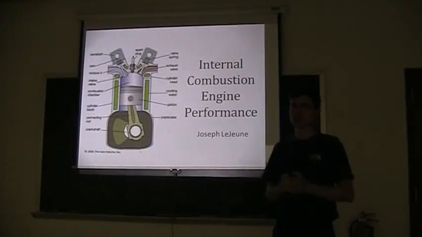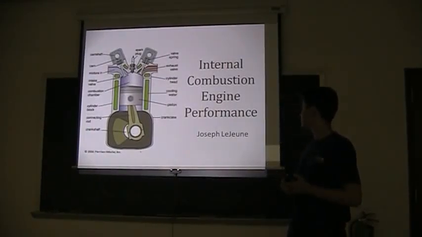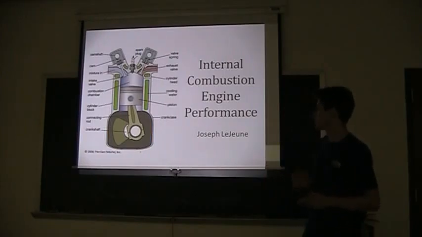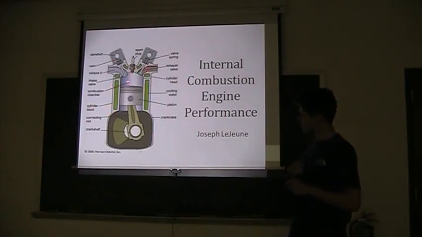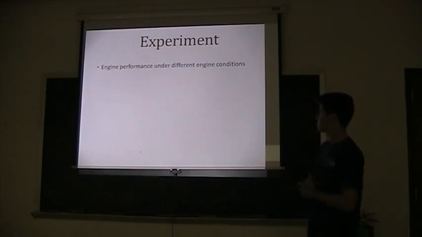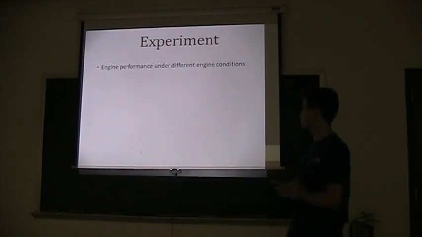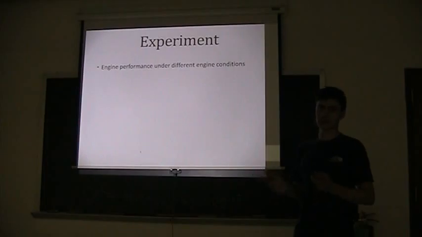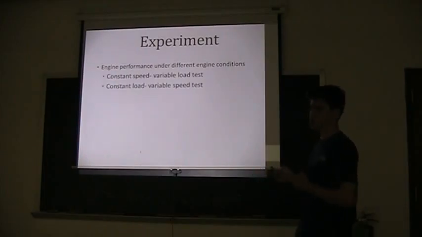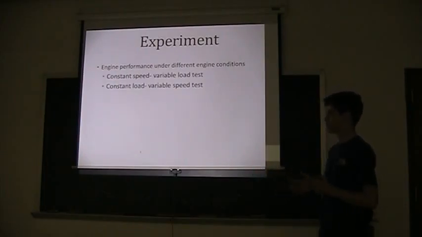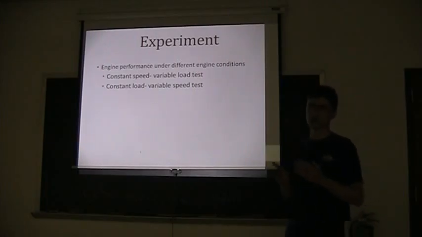Okay, my name is Lejeune, and I am the lead for next week's lab, internal combustion engine performance. As you can see from this diagram, this is your normal reciprocating engine, 4-stroke, and just one cylinder. So the experiment, we're looking at engine performance, different parameters under different engine loading conditions. Constant speed, variable load, and constant load, variable speed. These are good ways to see how each affects the engine performance while holding the other thing constant.